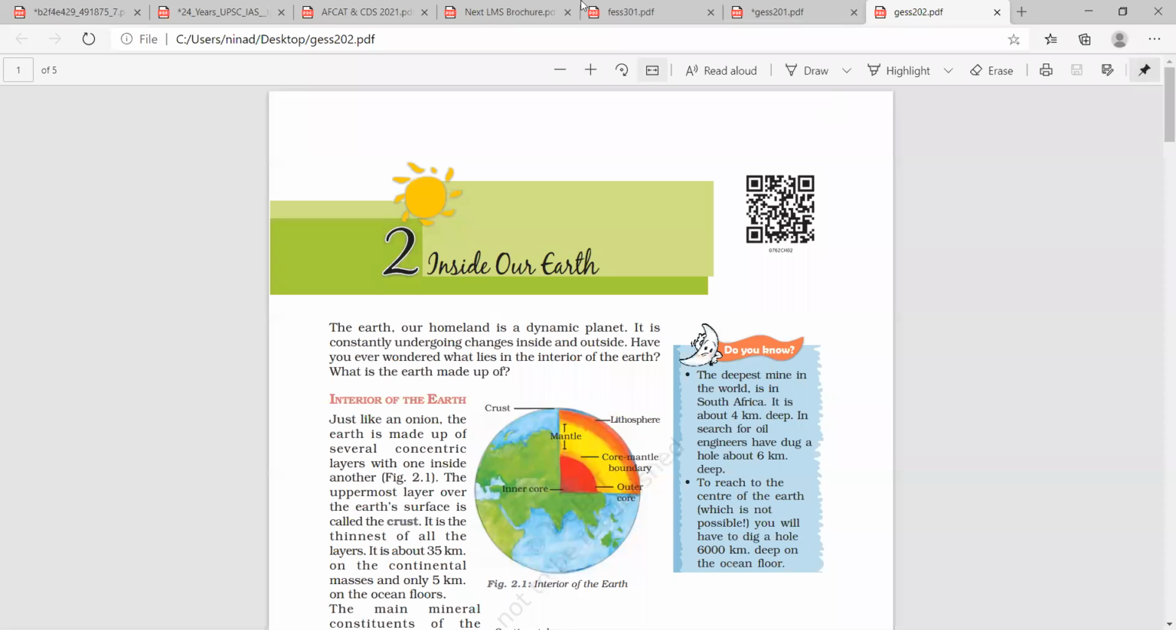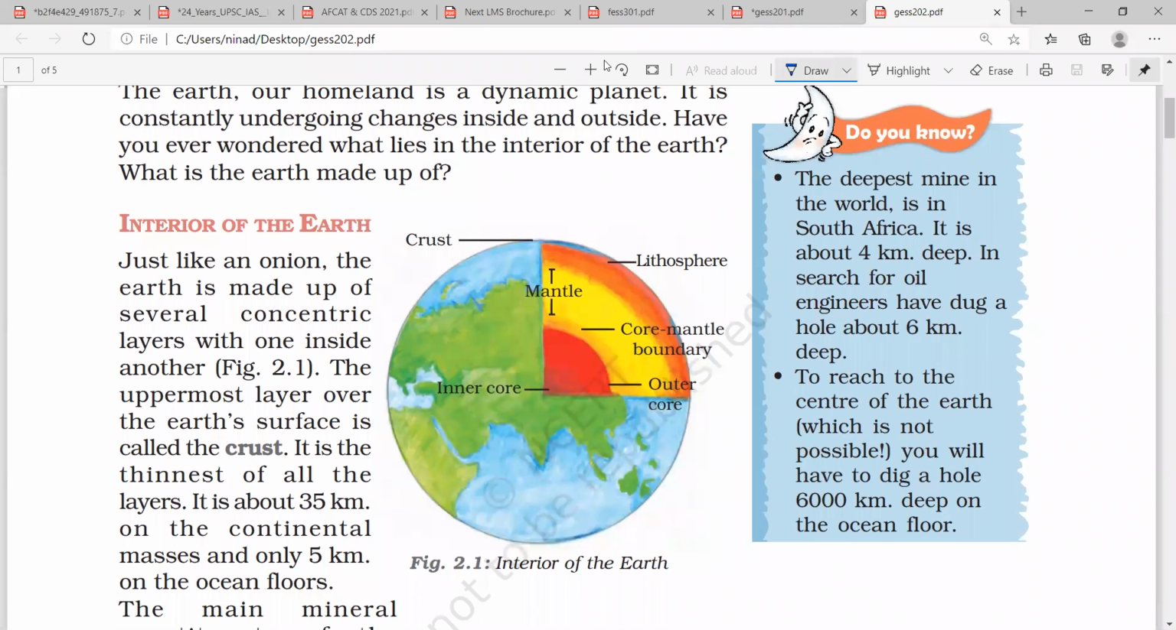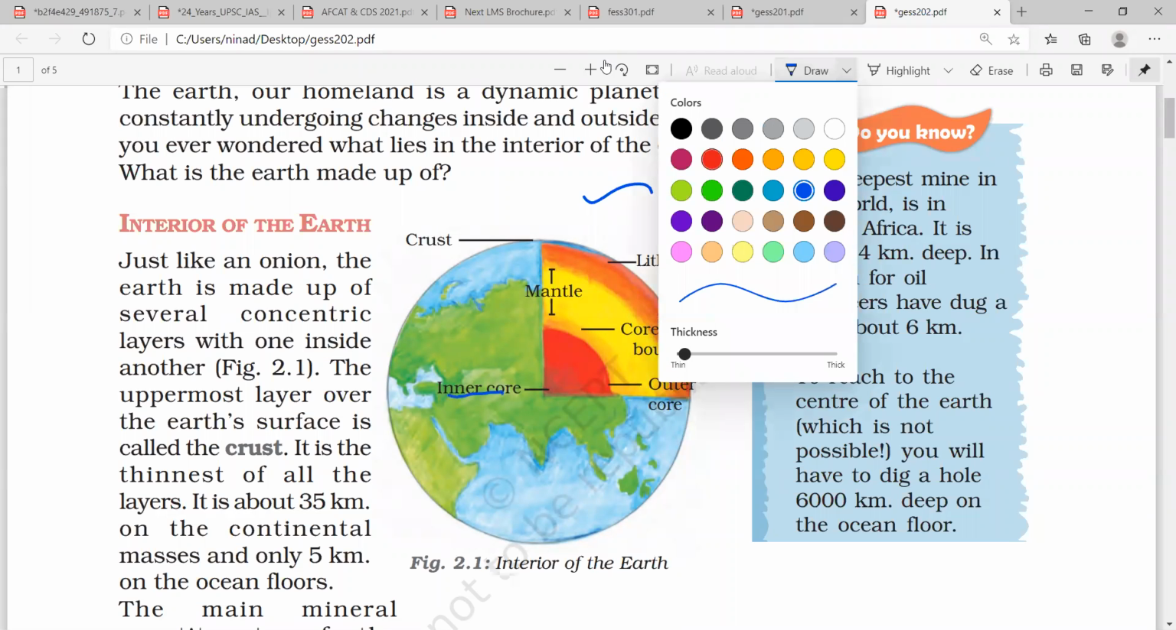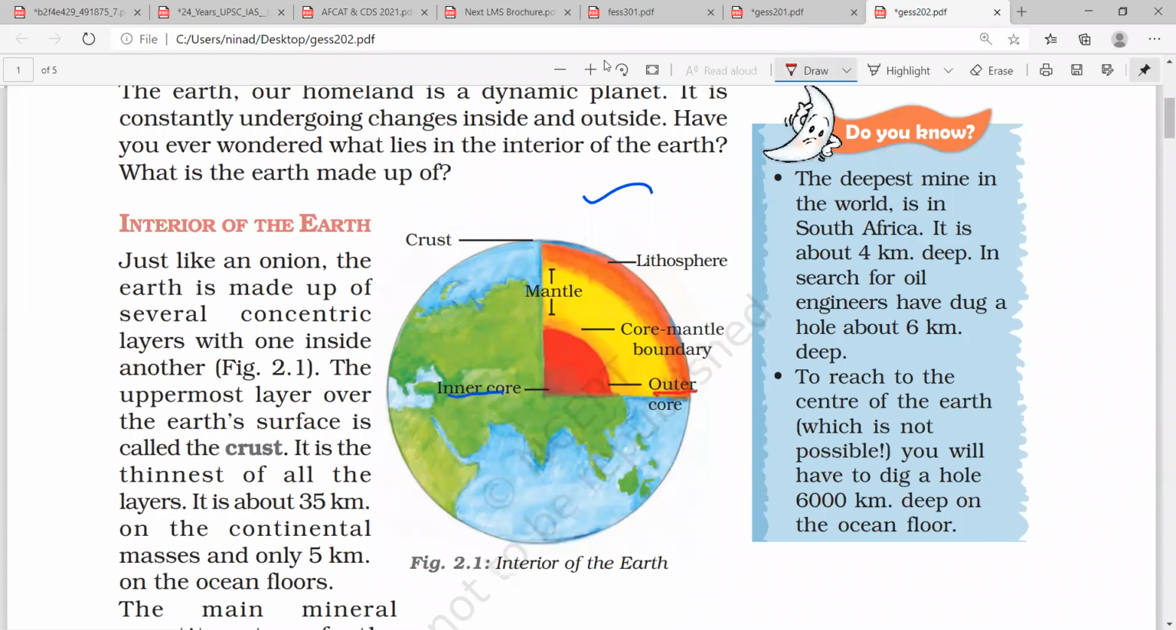Inside our Earth? Yes. Sir, please copy down the structure. This one, copy down this. This is the Earth. And at the center, you've got a core. We have an inner core, and we also have something called the outer core. Then comes the mantle. Then comes the lithosphere. Please copy down this. Please draw this figure.